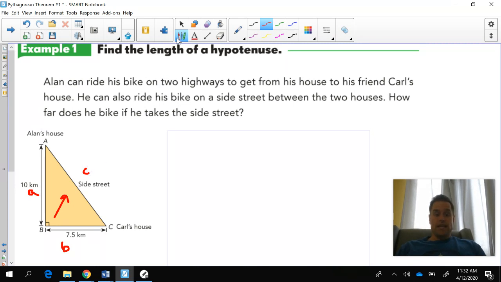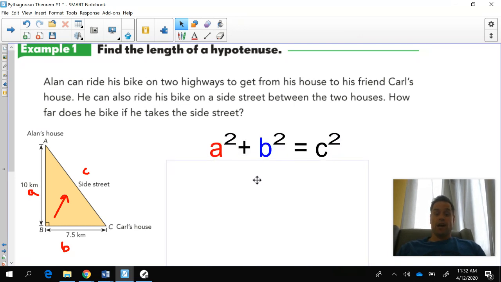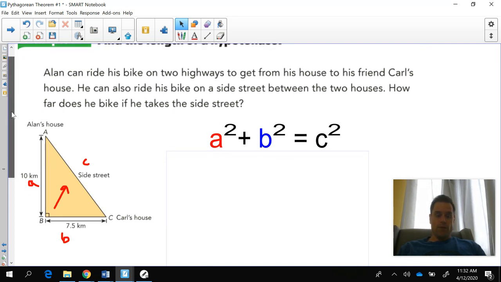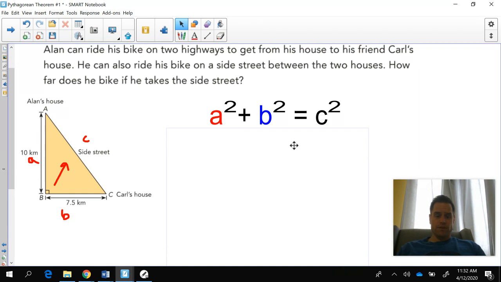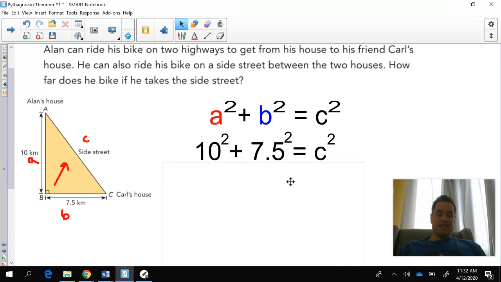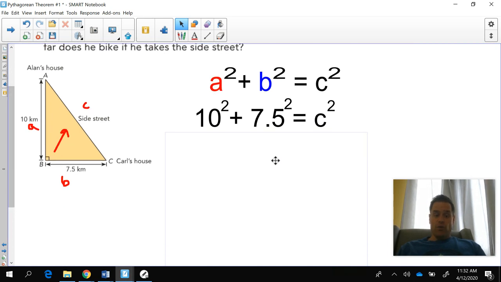We don't know what C equals, but we do have A and B. So when you solve this, every single time we're going to write this formula out: A squared plus B squared equals C squared. From here, we can plug in the numbers. We know that 10 squared plus 7.5 squared equals C squared. And all you have to do from here is just solve it. Now, you guys can use a calculator. That's perfectly fine.